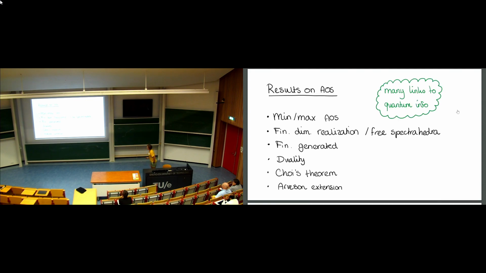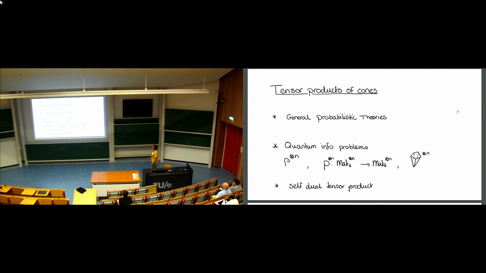But what we want, of course, and there are some links to quantum info. What I would like is to use this theory that exists to say something about these things I'm interested in, which is general probabilistic theories, about these problems in quantum info that involve many tensor powers, or about finding the self-dual tensor product, which will also help in these other things.